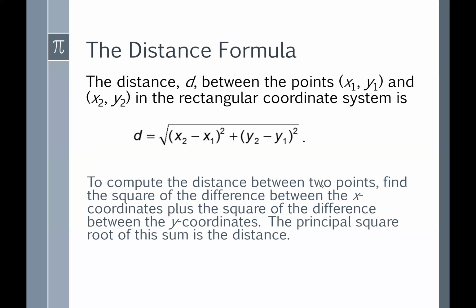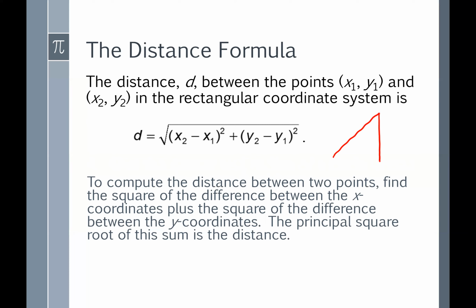So first, the distance formula. The distance formula between 2 points on the coordinate plane is found by taking the square root of the difference of their x-coordinates squared plus the difference in their y-coordinates squared. This formula is derived from the Pythagorean theorem.